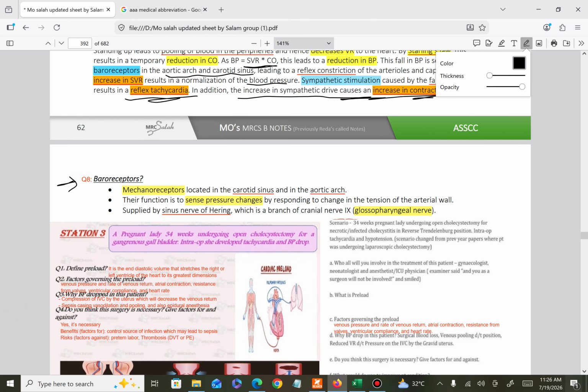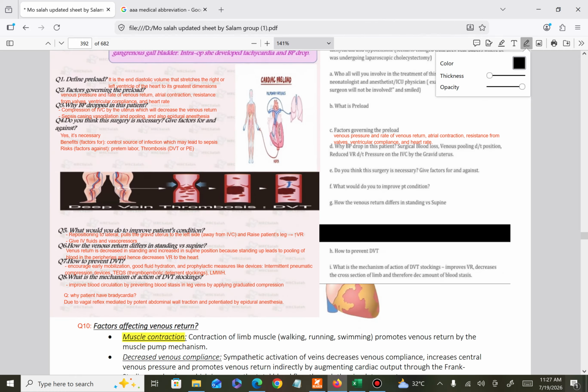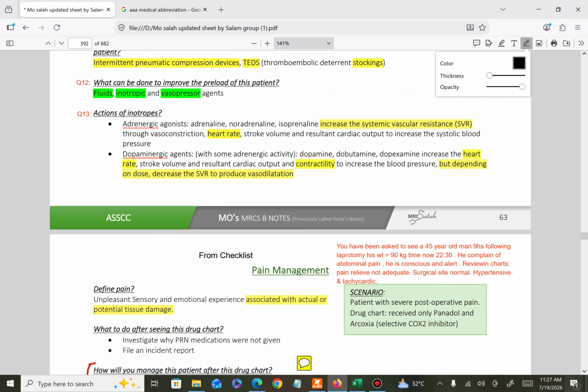What are baroreceptors? Baroreceptors are basically mechanoreceptors located in the carotid sinus and aortic arch. Their function is to sense blood pressure changes by responding to change in the tension of the arterial wall, supplied by the sinus nerve of Hering, which is the branch of cranial nerve 9, the glossopharyngeal nerve. Okay, so this is about this.